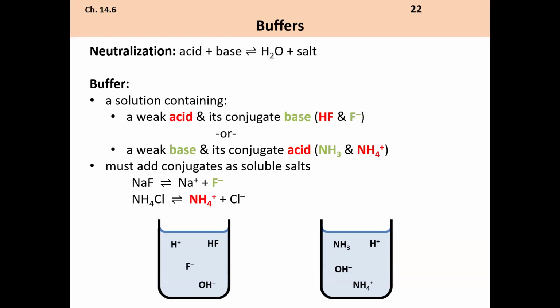All right, so in this chapter 14.6, we're going to talk about a specific type of neutralization, and these are what are called buffers. So a buffer is a solution containing a weak acid and its conjugate base, or a weak base and its conjugate acid, however you want to think of it. For instance, it could be HF, which is a weak acid, and F minus. Or it could be NH3, which is a weak base, and NH4 plus, which is its conjugate acid.